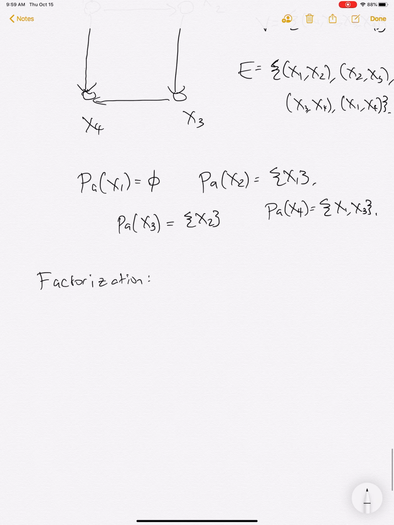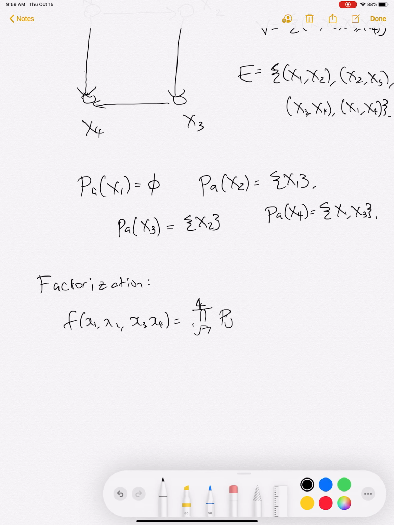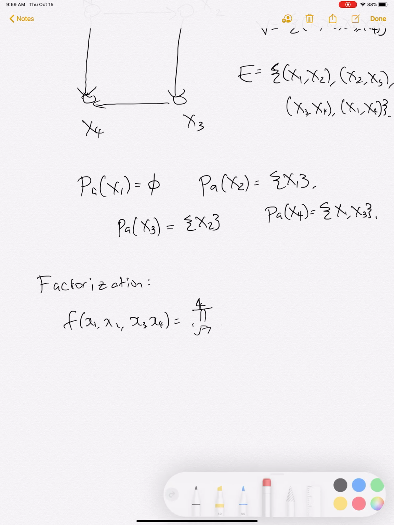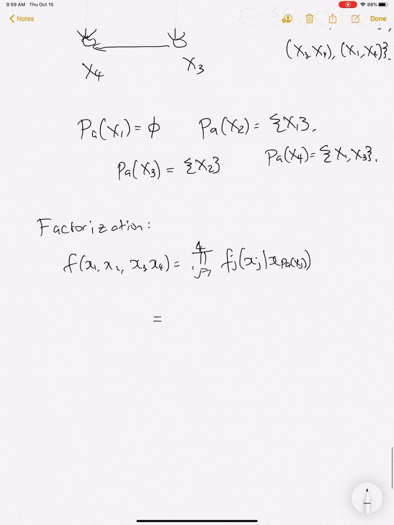So we have that f of x1, x2, x3, x4 equals, so this is the definition of the factorization. And so that's x1 has no parents, so it's just x1, and then x2 just has 1 parent, which is x1.